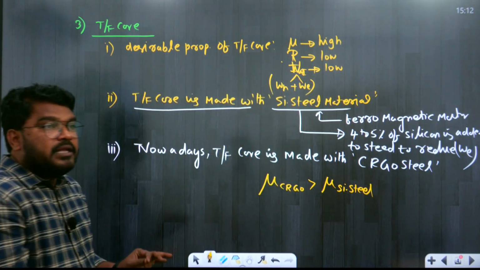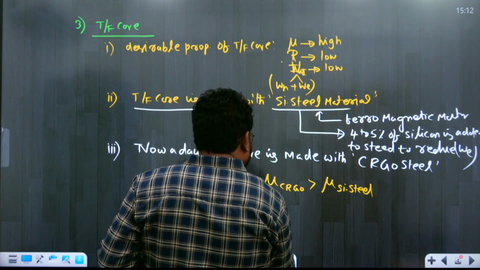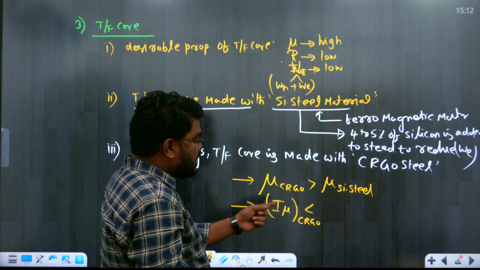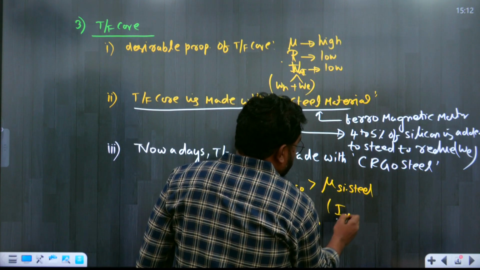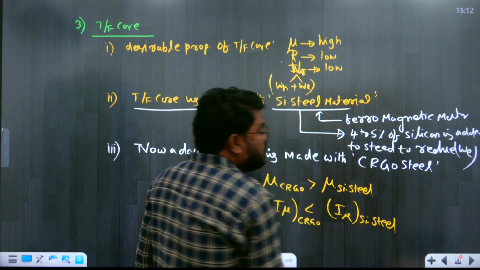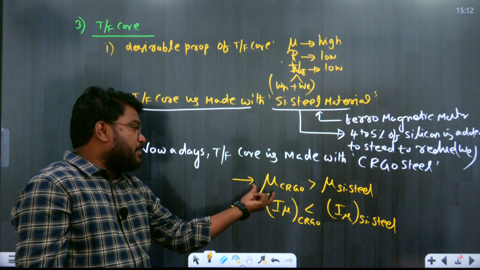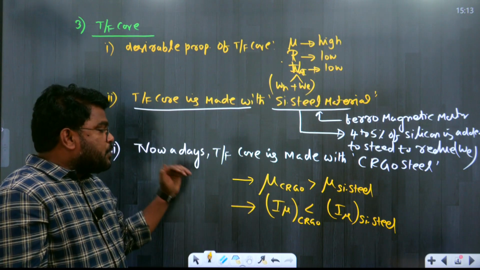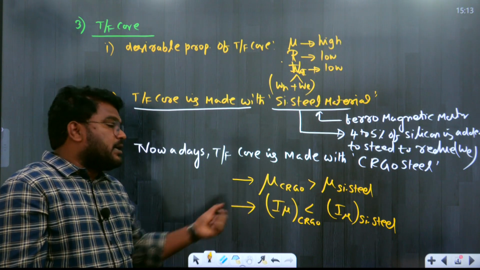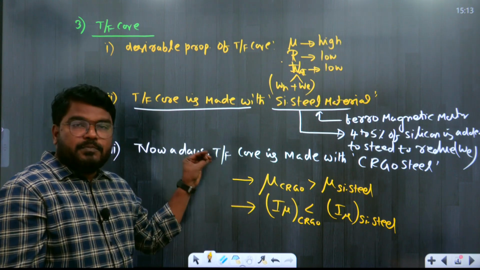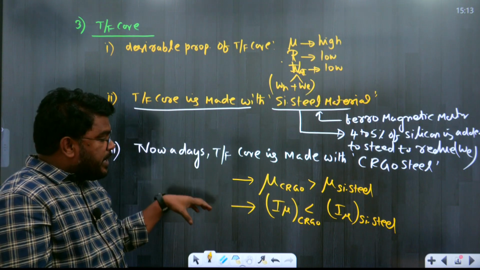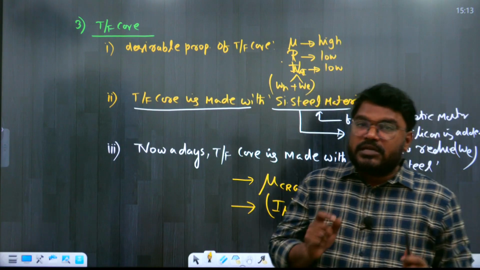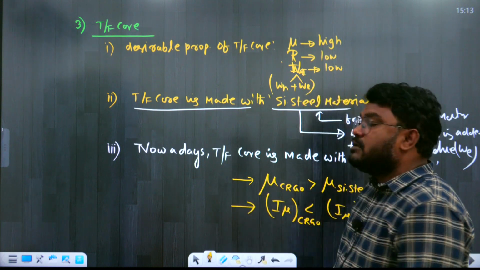When permeability is high, the requirement of magnetizing current is less. The requirement of magnetizing current by using CRGO steel is less as compared to silicon steel material. This is also one of the questions. Since CRGO steel's permeability is high compared to silicon steel, what will happen to the magnetizing current? In order to produce the flux in the core, only a very small amount of magnetizing current is required. Magnetizing current means the current required from the source to create the flux. So if the transformer core is made with CRGO steel, the requirement of magnetizing current is less as compared to silicon steel material.